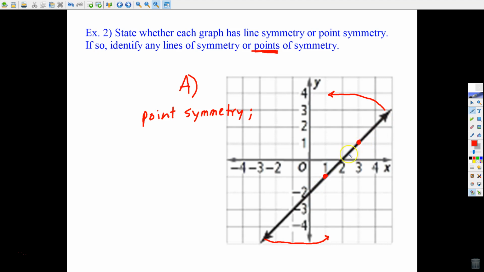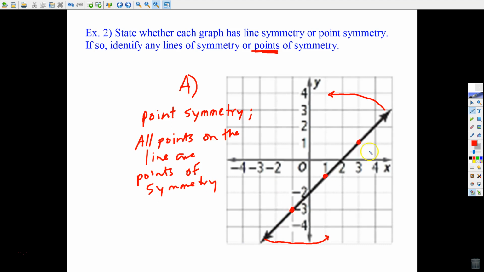Now you might be thinking, well, won't this arrow be up this way and this one will be out this way? Well, yeah, that's true, but in essence it's still the same line going forever and ever in both directions. So it really doesn't matter where you are. Any point on this line is a point of symmetry. So we could say it like this: all points on the line are points of symmetry. And that's always going to be true for lines like this.